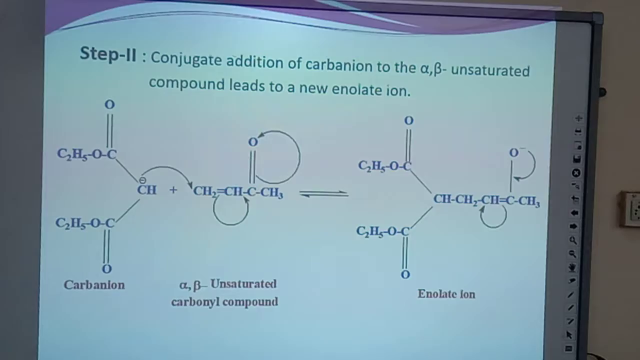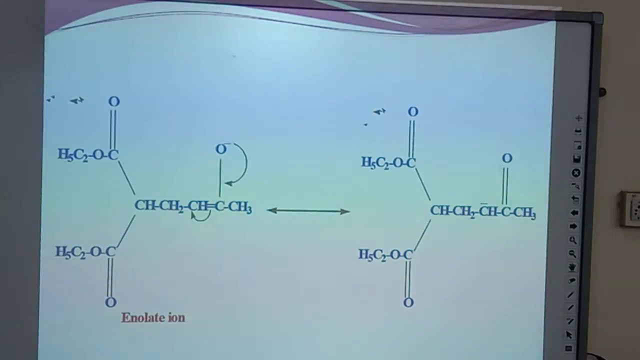In the second step, the carbanion intermediate that is formed attacks the alpha beta unsaturated compound, and it attacks the beta carbon atom. Then the double bond is shifted to the next carbon-carbon bond, and there will be formation of an enolate ion. This enolate ion is again going to be simplified and gives a carbanion, that is, a negative charge at the alpha carbon.